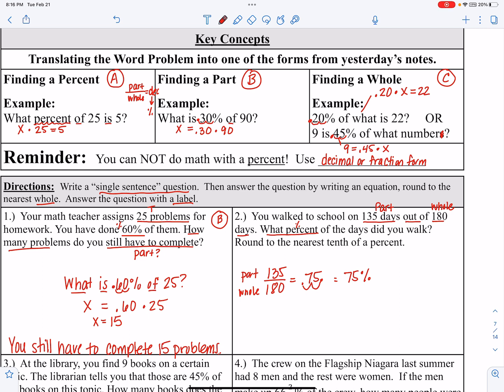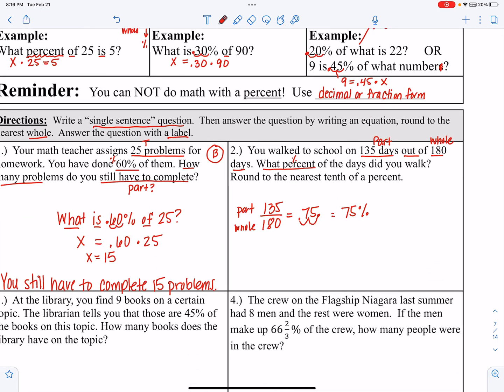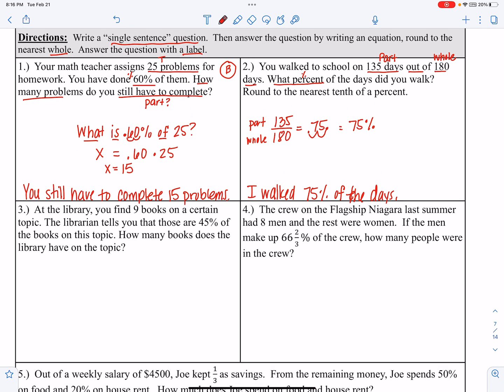So what percent of the days did you walk? Okay, I walked 75%, and here's where your label is, of the days. Okay, all right. We're going to go ahead and take a look at number 4, and then we'll let you try number 3 on your own and then check your work.